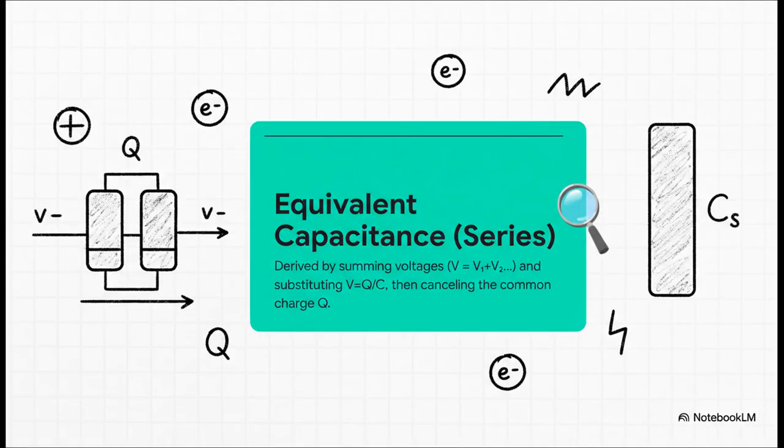We can derive the formula for the equivalent capacitance, C sub S, right from that voltage rule. All we do is substitute our fundamental relationship, V equals Q over C, into each part of the equation. And here's the magic. Because the charge Q is the same for every single term, we can just divide it out. It cancels completely, leaving us with this really elegant reciprocal formula.